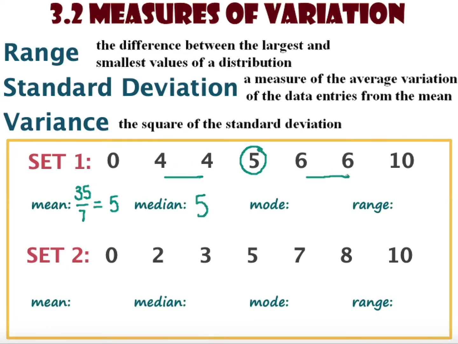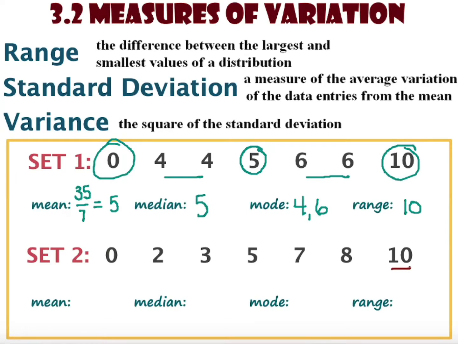Looks like the mode, we have 2 modes, both 4 and 6 are modes, and the range being the difference between the largest value and the smallest value. These range from 0 to 10. 10 minus 0 is 10. Let's look at the second data set.